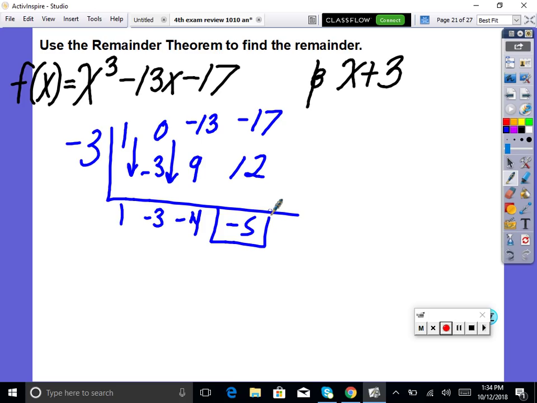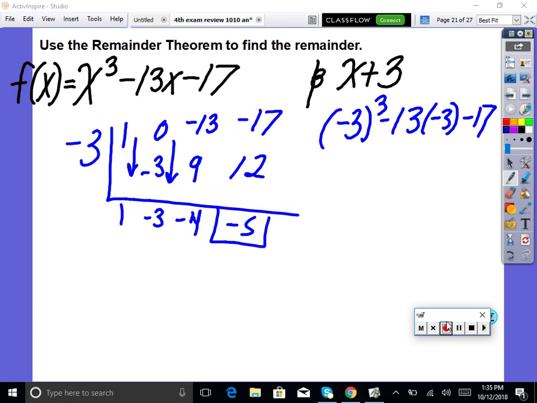Now remember, the remainder theorem means plug in negative 3. Instead of doing synthetic division with negative 3, we can plug in negative 3. So that would have been negative 3 cubed minus 13 times negative 3 minus 17. Let's calculate it and see if we get the same answer. When I type it in, I do get it. We get negative 5. Awesome.